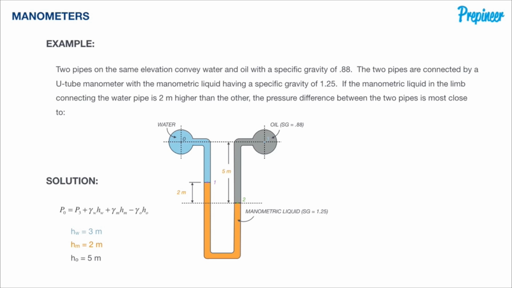We are given the specific weight of water on page 103 of the NCEES reference manual, which is 9,810 newtons per cubic meter. So remember that, that's a constant. The specific weight of water is 9,810 newtons per cubic meter. But we don't know at all the specific weights of the manometric liquid or the oil. And again, that's where our knowledge of fluid properties will come into play.